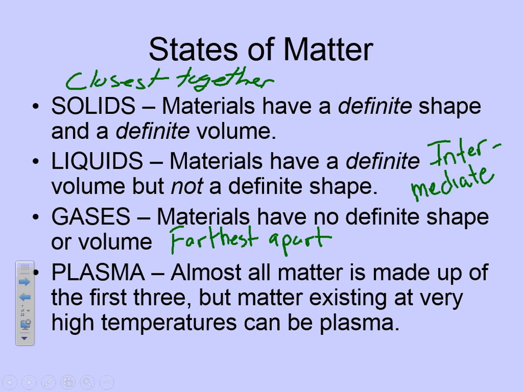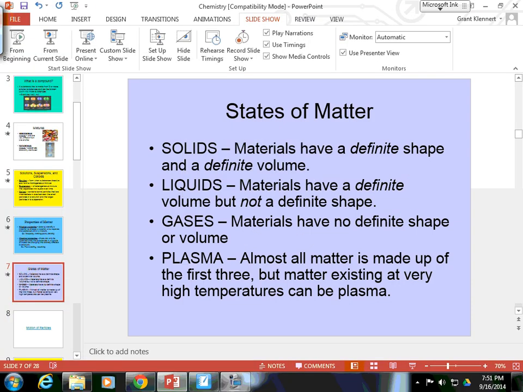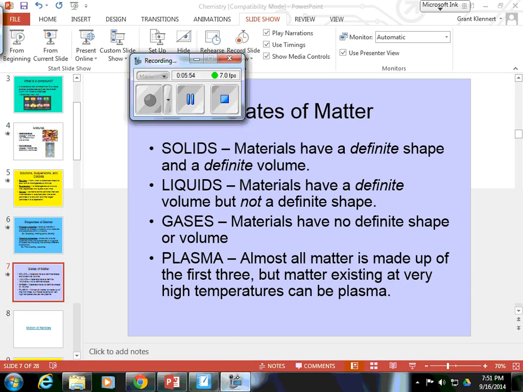Plasma is kind of complicated. It exists at very high temperatures. All I want you to know about plasma is it's the fourth phase of matter. That's it. Plasma is the fourth phase of matter. So we have solids, liquids, gases, and plasma, and that is it for section 2.2.